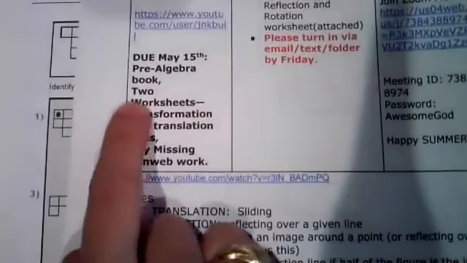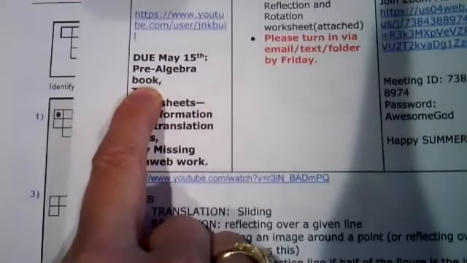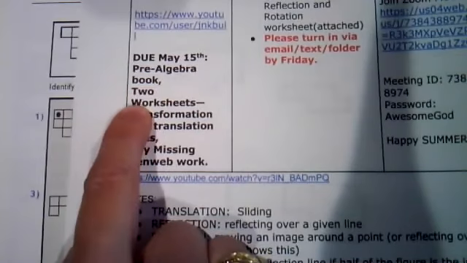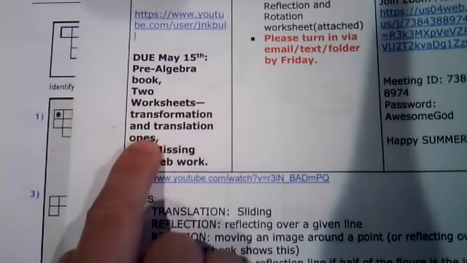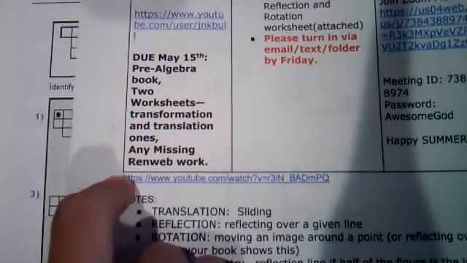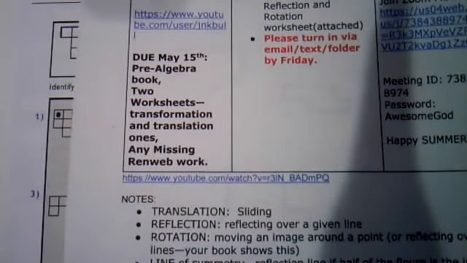Just remember on Friday, you're going to be dropping off your pre-algebra book. Okay, and these 2 worksheets that were in your packet or online, whichever you got. So transformation and translation ones, and then check RenWeb for any missing work, especially in Bible also.